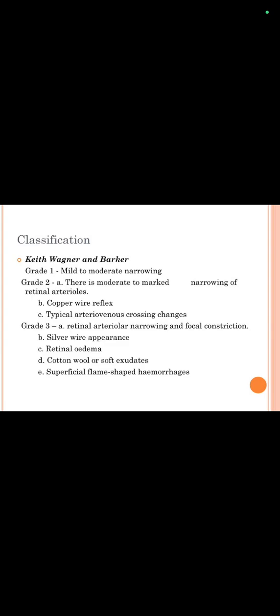What will give a shining reflex? Arterioles. Then typical AV crossing changes. Whatever changes we have seen, any one of the changes or all three of the changes will be seen at the AV crossing. Then grade 3 is retinal arteriolar narrowing and focal constriction. Along with that, there will be silver wire appearance where the sclerosis is very extensive. Instead of copper wire reflex, it will become silver wire.